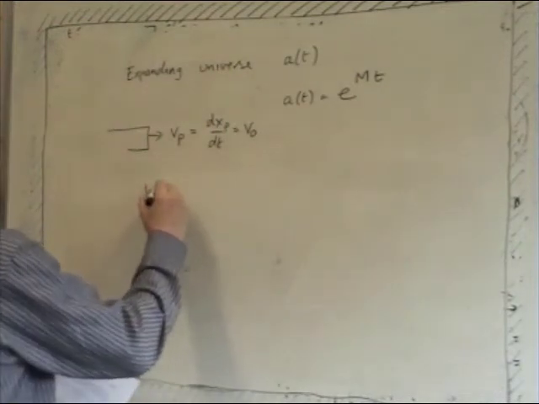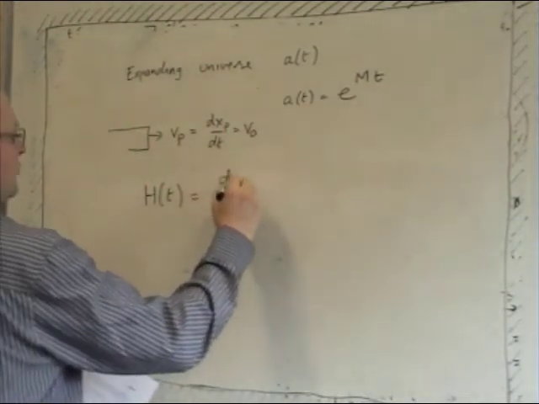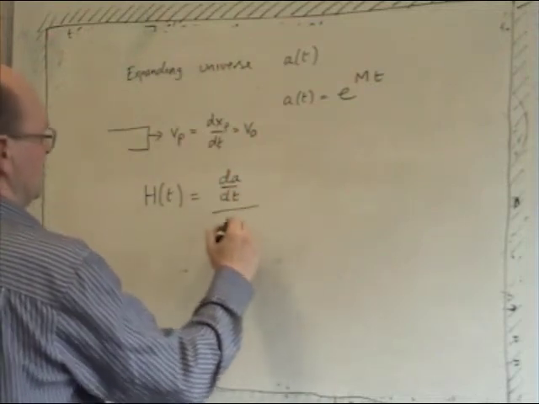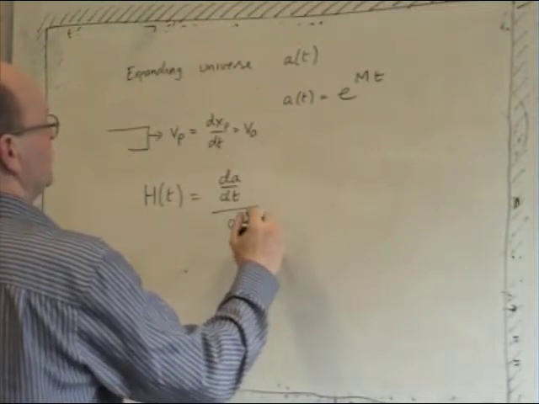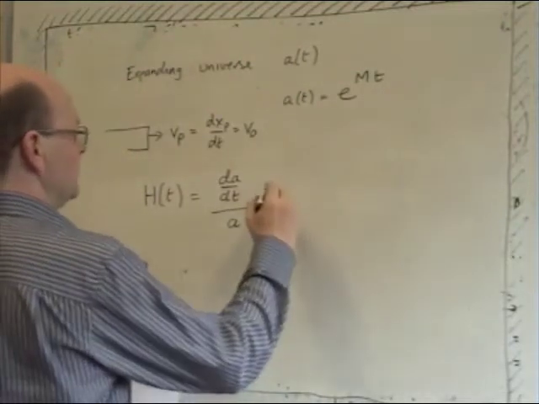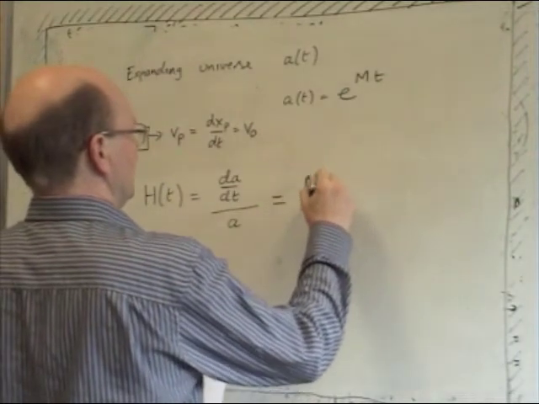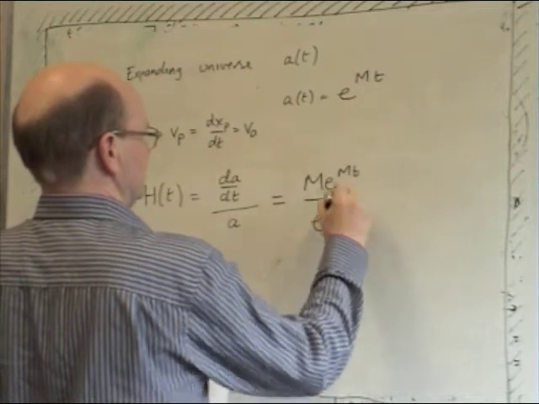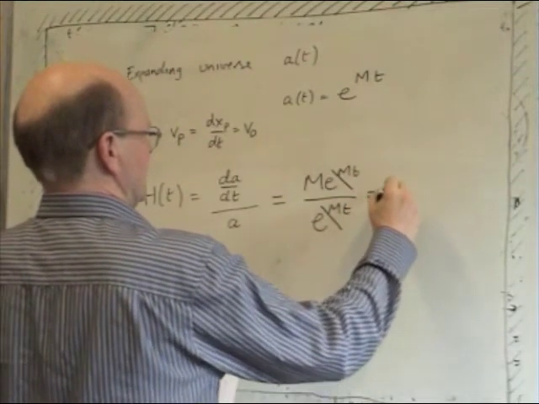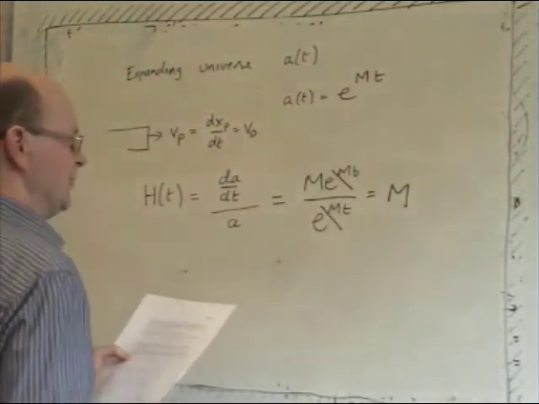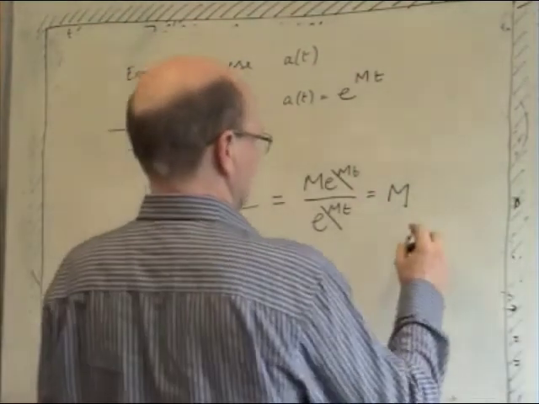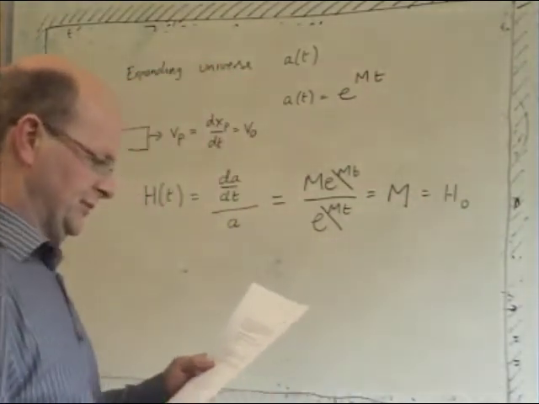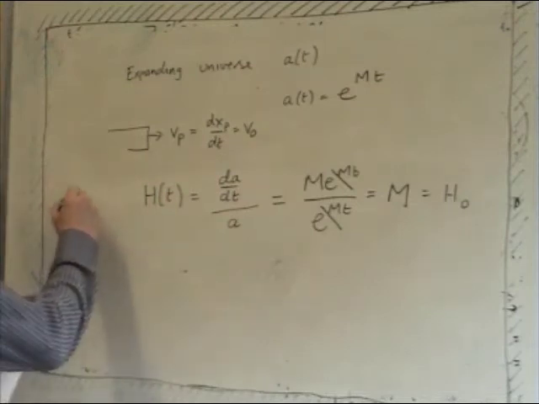The definition of the Hubble parameter is the ratio of the time derivative of a, da by dt, over a. Because a has this rather simple form, da by dt is just m e to the mt, and a is just e to the mt. The exponentials divide out, and you get that h of t equals m, which incidentally equals h at any time, so h0 for example. So that's part A, which was very easy, 1 mark.